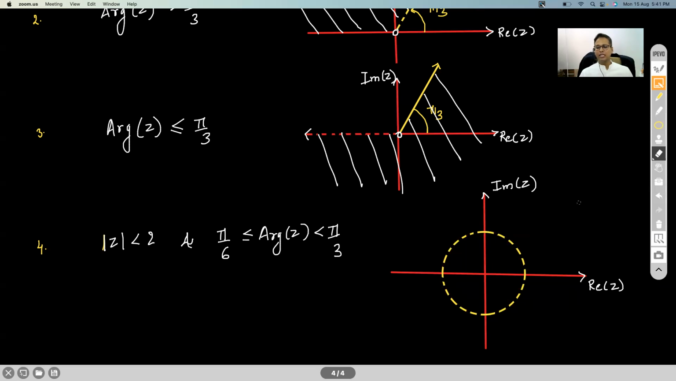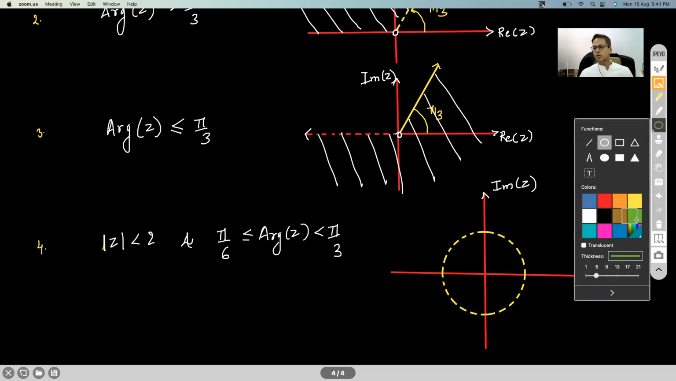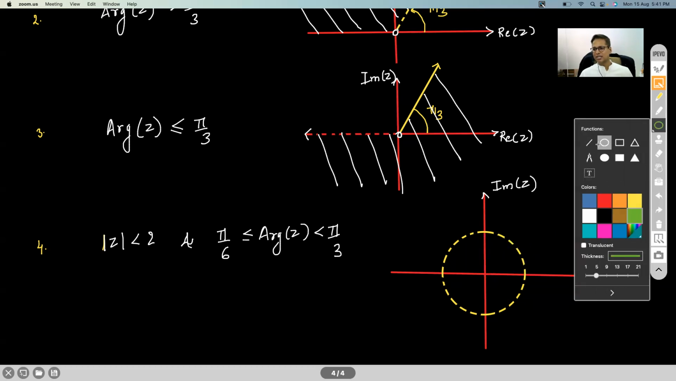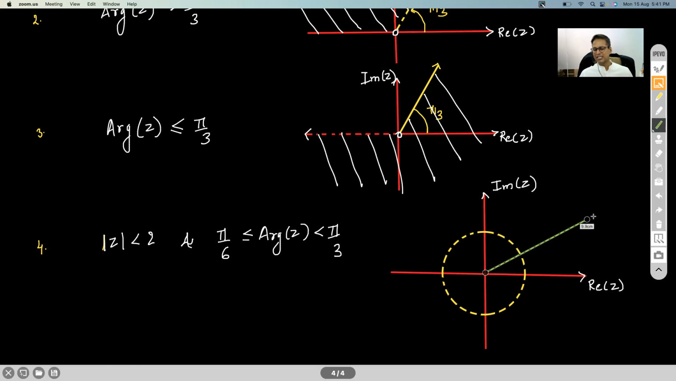Okay. Now you are within the circle, and simultaneously you also have to satisfy that the argument should be between pi by 6 to pi by 3. So I'll make pi by 6. Oh, sorry. I have to choose a line. Yeah. Pi by 6 like this. Okay. And pi by 3, let's say like this. And my pi by 3 line will be dotted because pi by 3 I cannot touch. At the same time, origin should also be dotted.